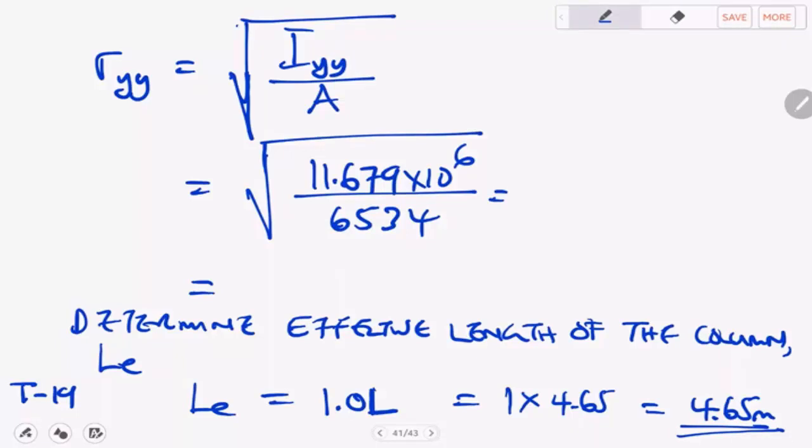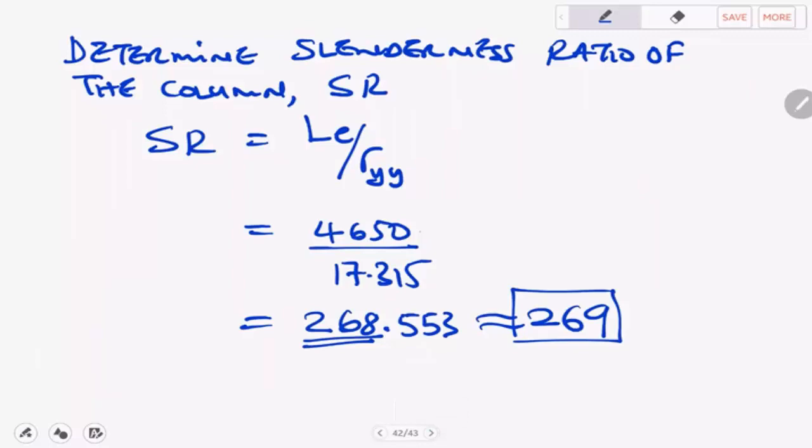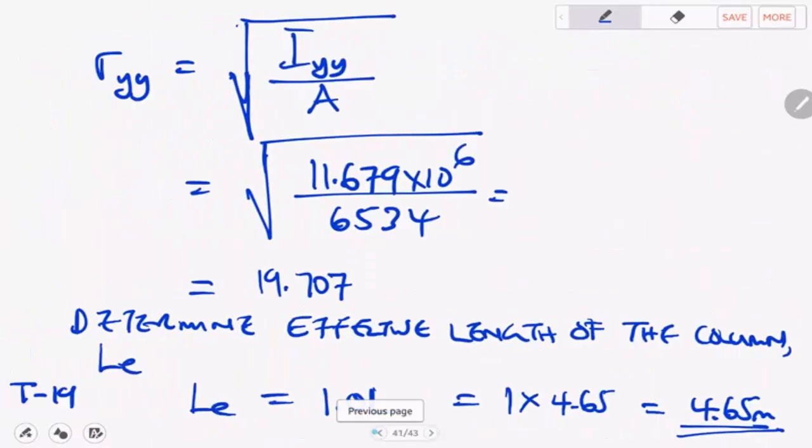So I get 19.707. Is everyone getting 19.707? So I'm getting 42.277. Guys, you need to practice how to use calculators. I'm seeing calculator is a big issue. Can we create a course for how to use a calculator?